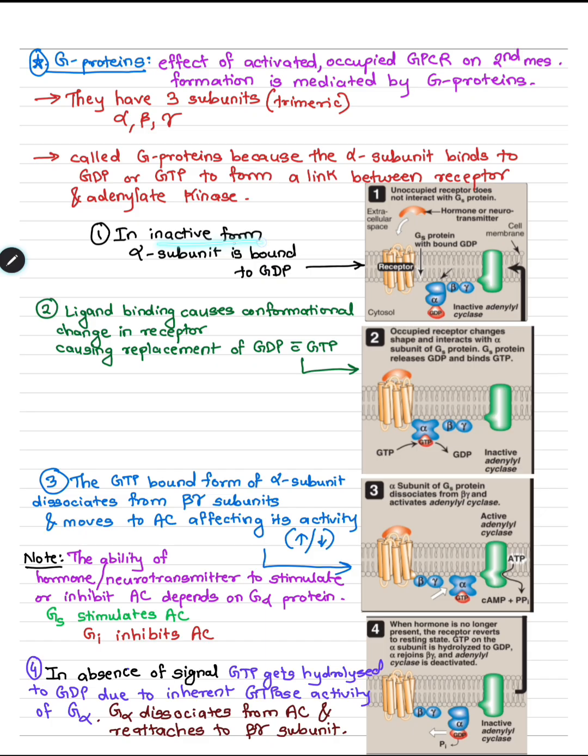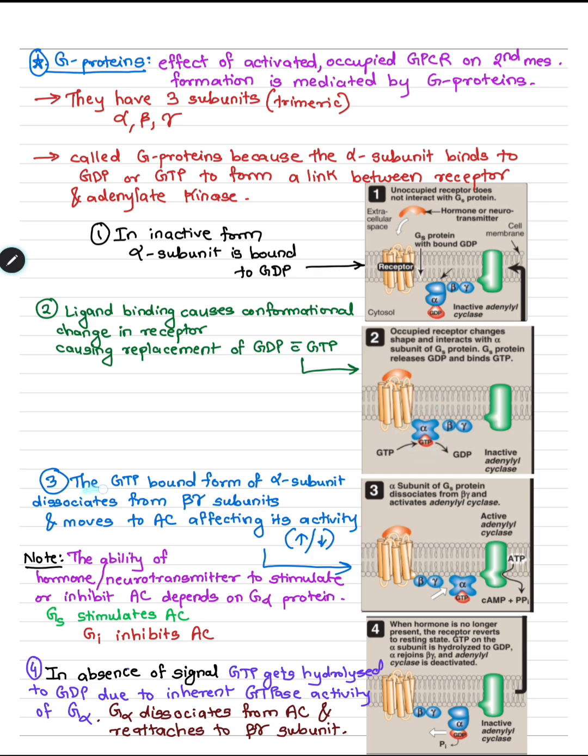So in the inactive form, the alpha subunit is bound to GDP. You can see here it is bound to GDP, alpha subunit. And when the ligand binds, that is, the hormone or neurotransmitter binds to the external surface, that causes a conformational change in the receptor, causing replacement of GDP with GTP. So now on the alpha subunit, GDP has been replaced by GTP.